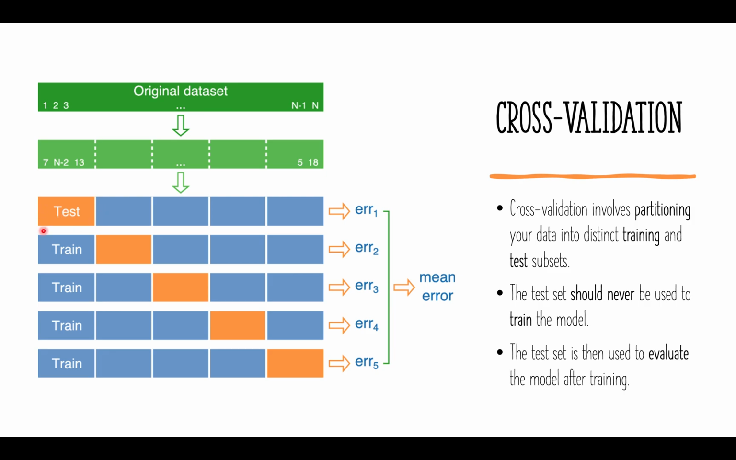In the first try, the first portion of the data set is considered as the test data set, and the rest of the data is used as the training data set. In the second one, the second portion is used as the test data set, and the rest is used as the training data set, and so on. Then we calculate the error for each of these steps, and the final error is the mean of all these errors. One thing that you should keep in mind is that, as you saw in this example, our test set is never used to train the model. The test set is separated from the training data set, and we use it to evaluate the model.